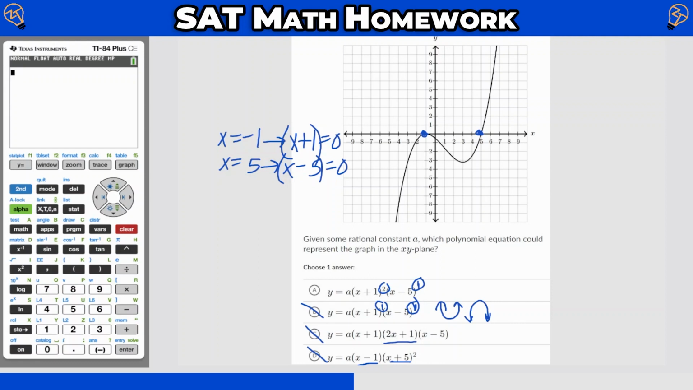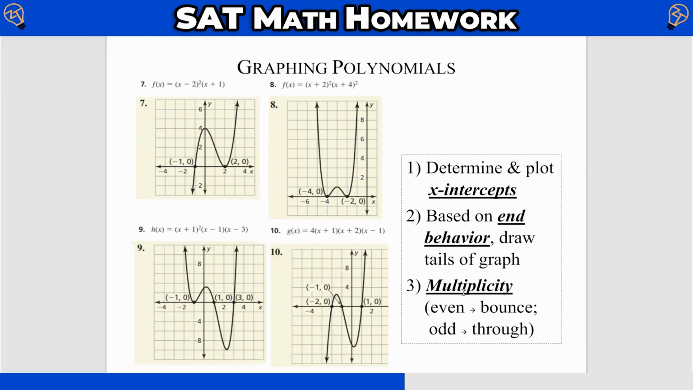That being said, I do believe that a good thing to know for graphing polynomials is the difference between when the function would bounce at an x-intercept versus when it would go through. And in this document that I created for my students back when I was tutoring someone in pre-calc, we definitely want to determine and plot x-intercepts, and we took a look at that. We won't talk about end behavior in this video, but multiplicity, the idea is if the x-intercept has an even multiplicity, which I'll show you what that means, you bounce.